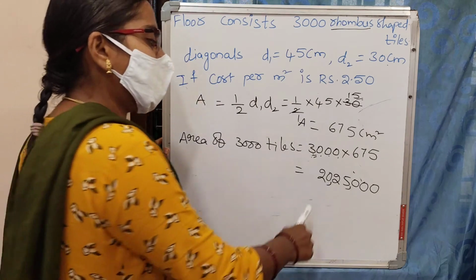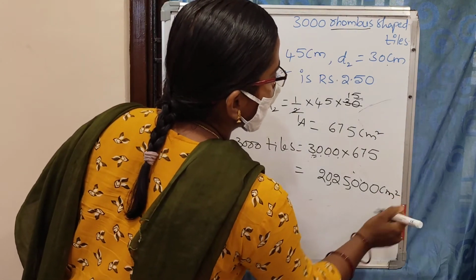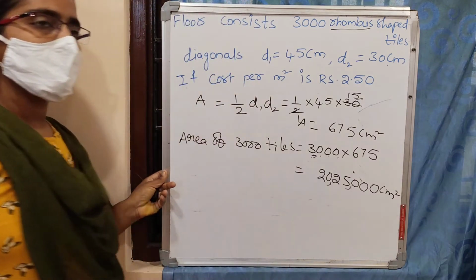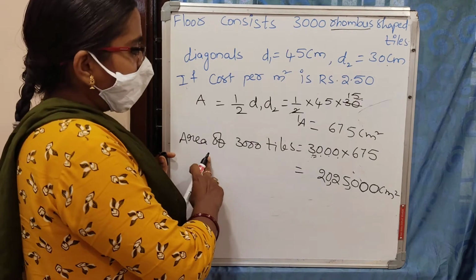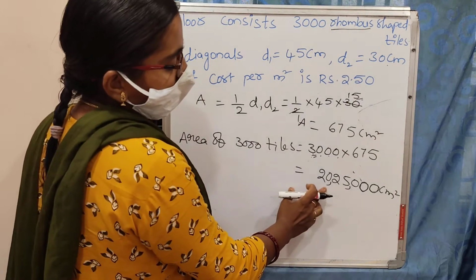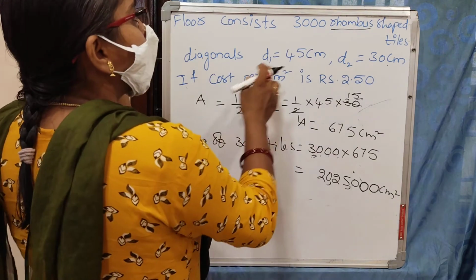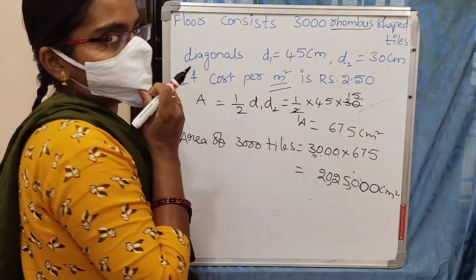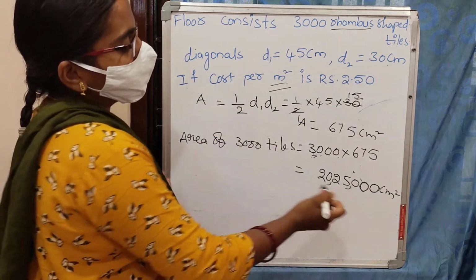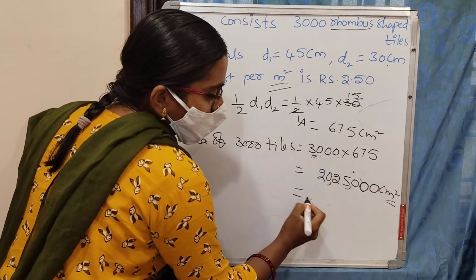So 20 lakhs 25,000 centimeter square area. The area of that rhombus-shaped room, that is the area of 3000 tiles, is 20 lakhs 25,000 centimeter square. But they have given 2 rupees 50 paisa per meter square area. Means first we have to convert this centimeter square area into meter square. So how can we convert?